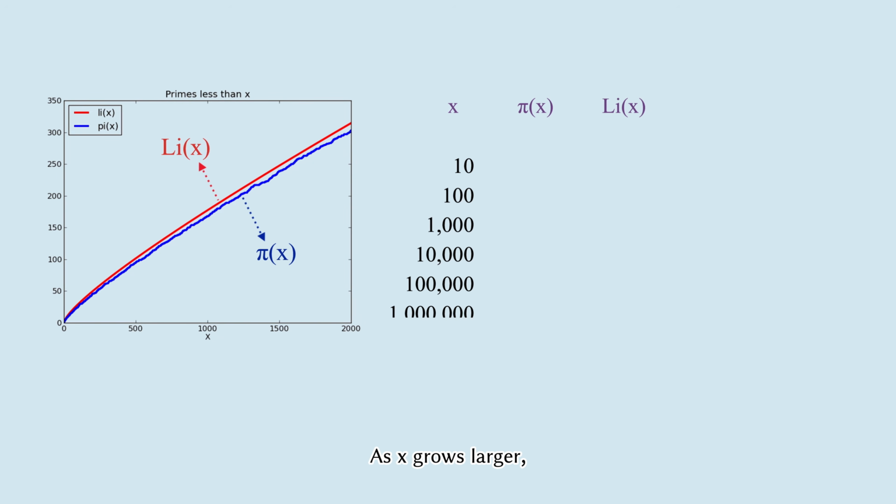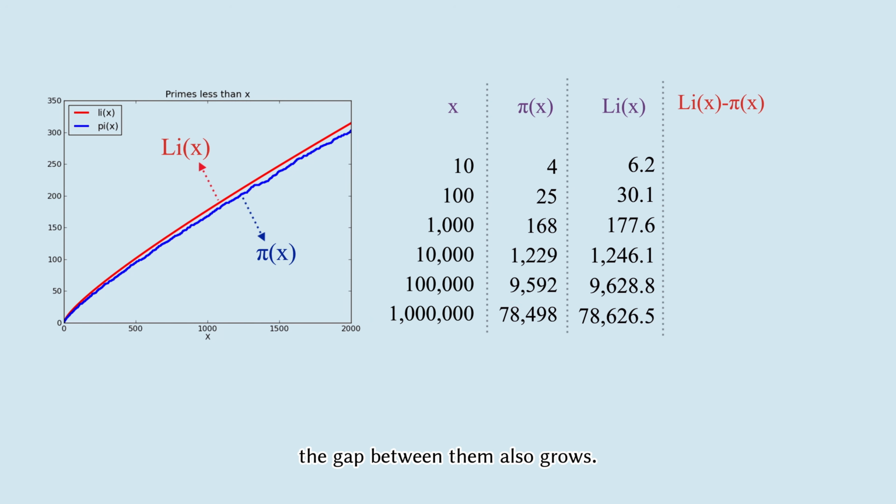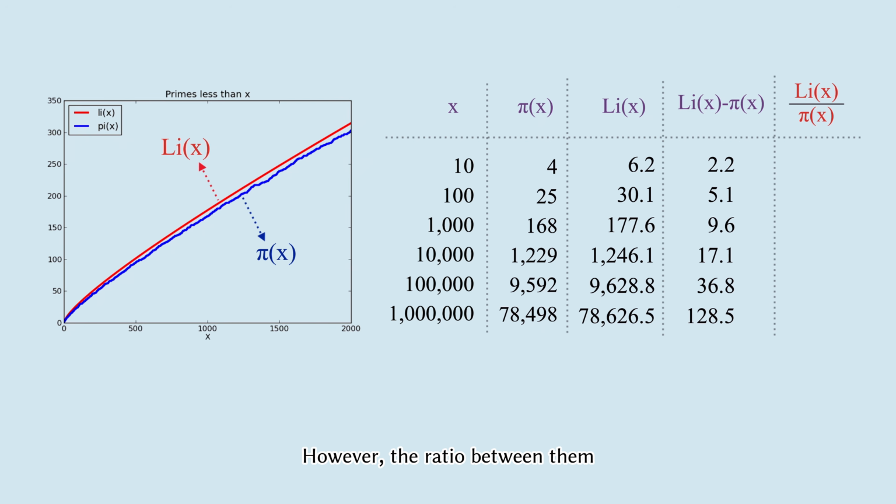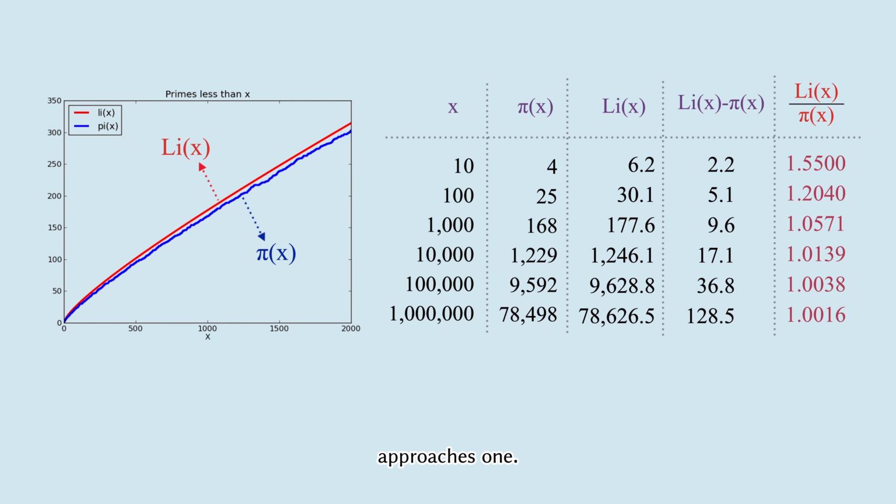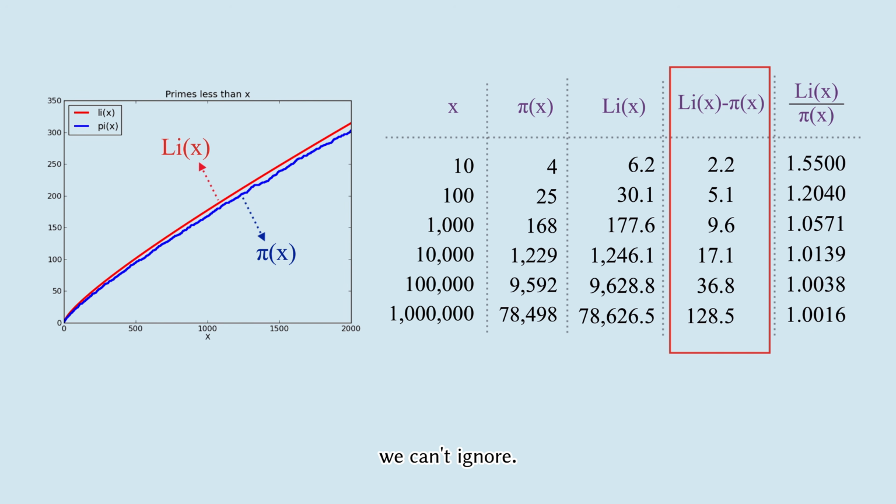As x grows larger, the gap between them also grows. However, the ratio between them approaches 1. They become closer and closer, but there's always an error we can't ignore. So, where does this error come from?